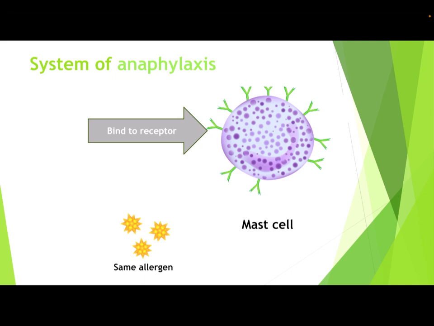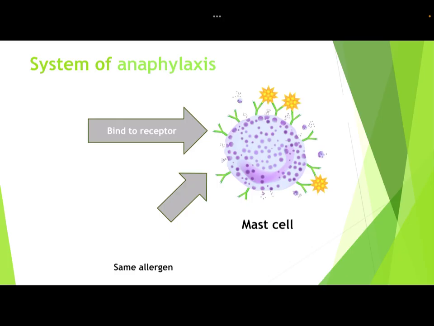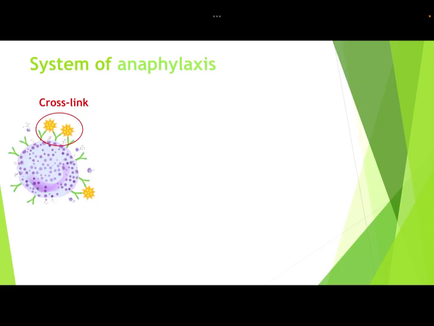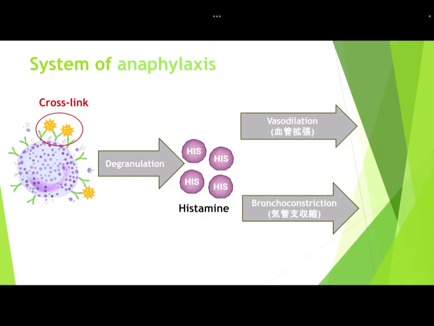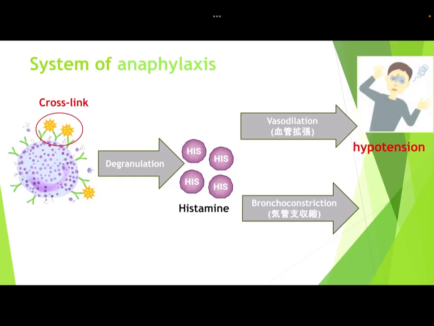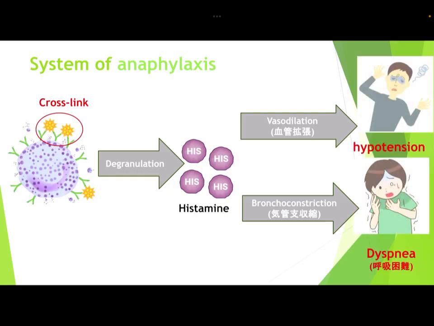Subsequently, when the same allergen enters the body again, it binds to multiple IgE antibodies on the mast cell surface, forming a crosslink. This crosslink triggers the degranulation of the mast cells, releasing a large amount of histamine. Histamine causes vasodilation and bronchoconstriction. The former leads to severe hypotension, and the latter causes dyspnea, resulting in anaphylaxis.